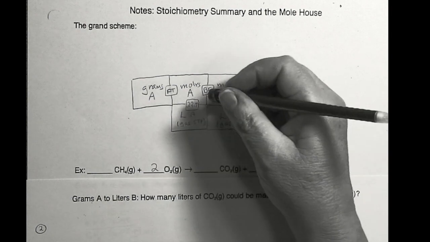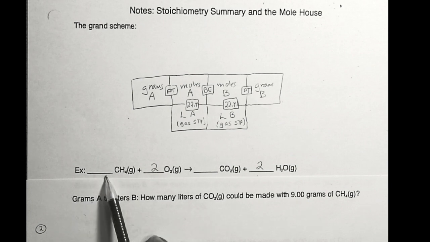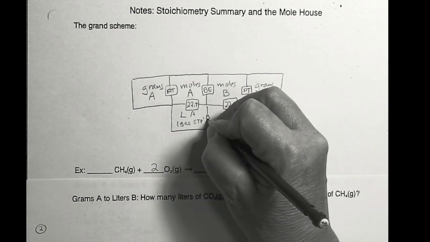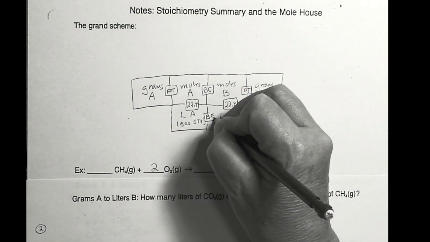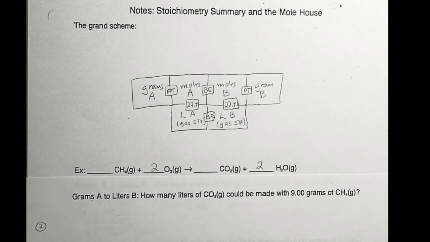I might as well finish this, because we can say that 1 liter of CH4 would produce 2 liters of H2O. So I can use the balanced equation to go from liters of one thing to liters of the other, as long as they're both gases at STP. So here's how we would use this. Question is, how many liters of carbon dioxide could be made with 8 grams of CH4?